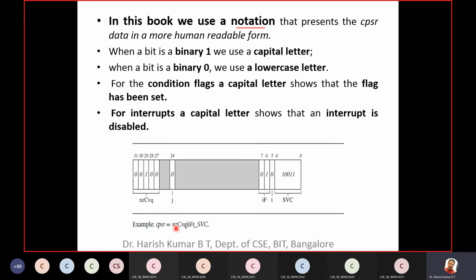Now, just by looking into this, you can see which are the flags that are set and what is the mode. So CPSR henceforth, instead of writing it in terms of zeros and ones, we write it like this. So the carry flag is set, and then here the fast interrupt is set, and the rest all are zeros, and this is in the mode supervisory. Hope you understood.